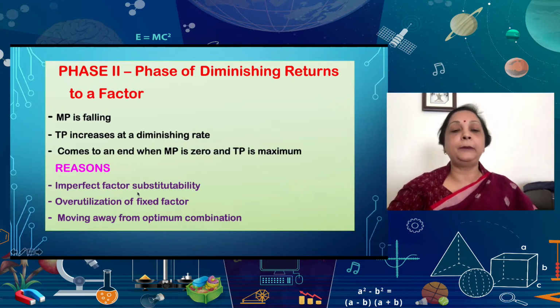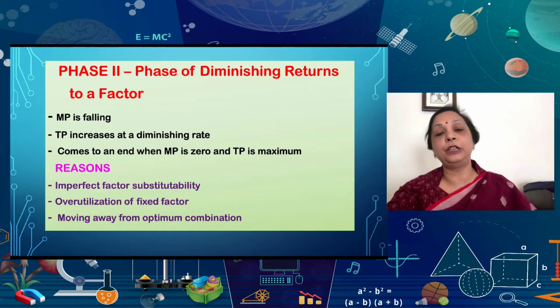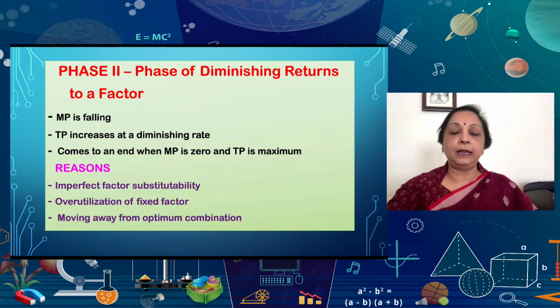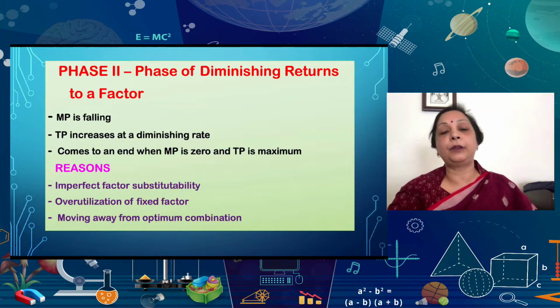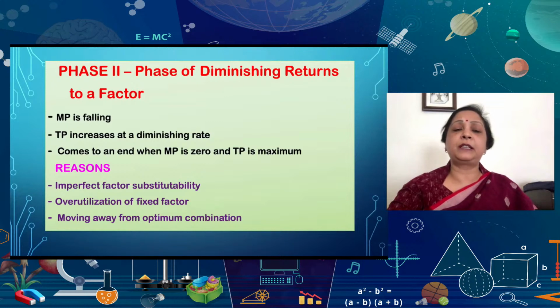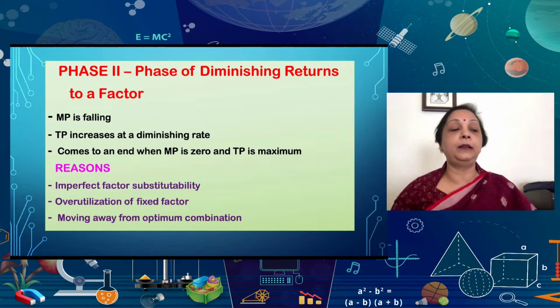This I've already explained. You are increasing labor without bringing about changes in, say, machines, land, etc. So labor cannot do the work of machine. It's an imperfect substitute of machine. So labor is imperfect substitute for capital, as a result of which the marginal product starts falling. Then there is overutilization of fixed factor. 3 machines required only 3 laborers. You're going on employing 4, 5, 6 laborers. There is overutilization of the machine, which also brings down the marginal product.